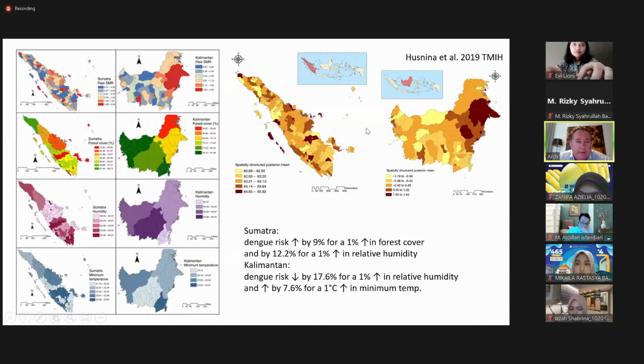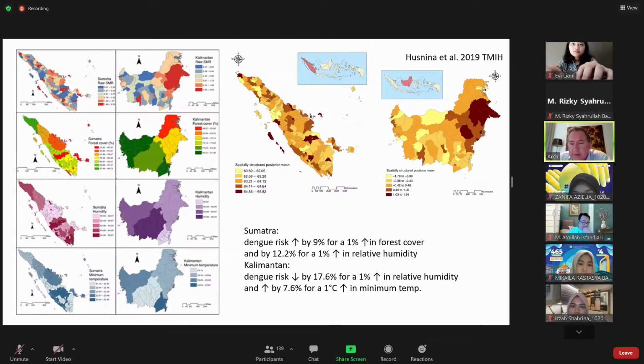So she had disease data. You can see this is Kalimantan and Sumatra. She's got disease data there, and she's linked that to environmental variables. The one that was of particular interest was forest cover. Also some additional variables that are important environmental predictors of dengue risk, humidity and minimum temperature.